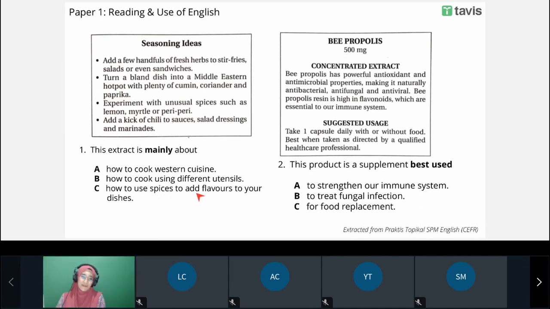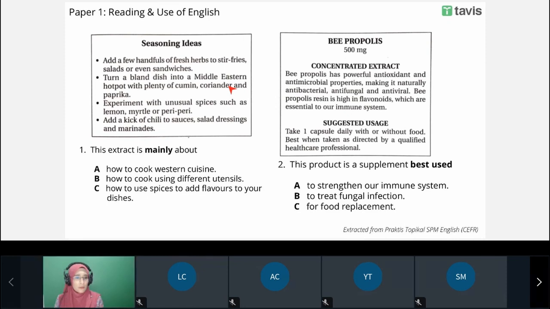All right. So, let's move on to our lesson today, class. Okay? Before we go any further with this, let's move on to this one. Okay, now question one, this extract is mainly about something. Okay, so now we know that it is actually on seasoning ideas, nothing to do with seasons like winter, autumn, no. Or in Malaysia, we have rain every time, right? So no, nothing to do with those kind of seasons. Here, seasoning is what you put into your dishes, into your cooking. Okay, so what are the seasonings that you can use? We often know salt and pepper, but you can also use a variety of spices too.